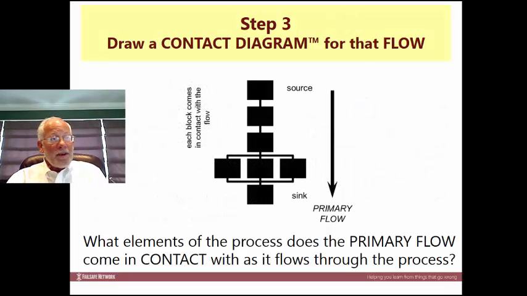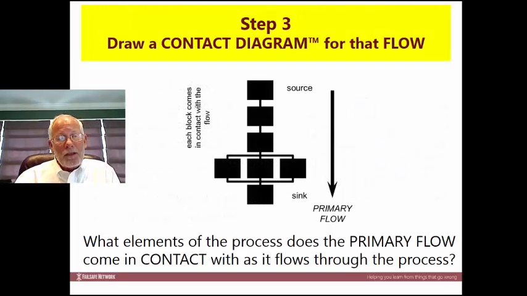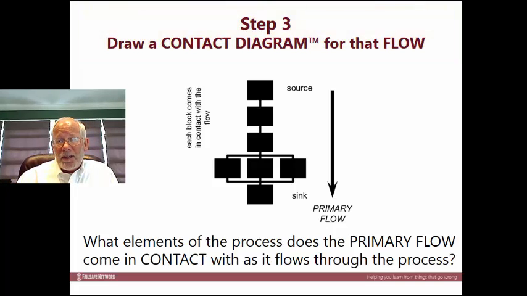And then step number three is actually quite fun. Draw a contact diagram for that flow. If you work in a production area, you'll probably want to get the P&IDs out, but that's not going to be good enough for this. In fact, I should say it differently. That's going to be too good for this. There's too much detail on a P&ID. So you can use the P&ID as a baseline perhaps, but ask yourself this.